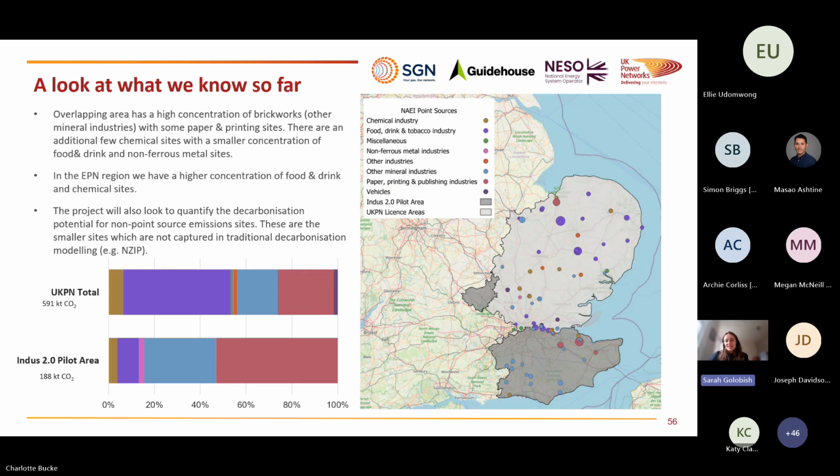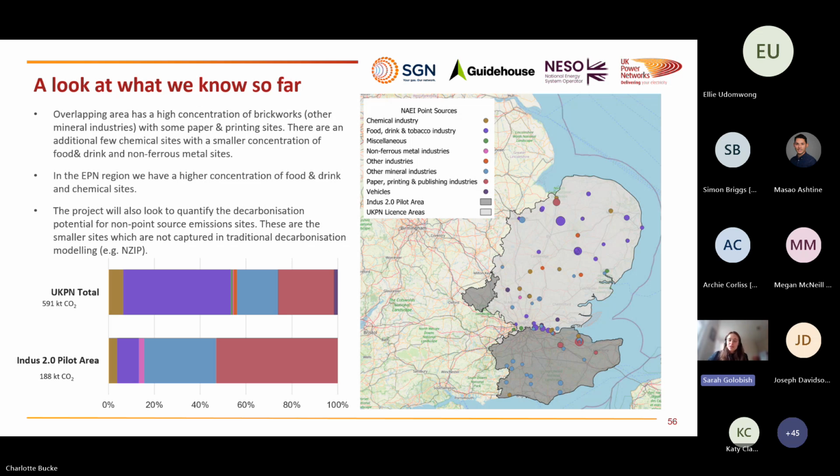So from an analysis of the publicly available data on industry across the SGN and UKPN license areas, we've been able to identify a broad range of sites on our networks. So on the map, the darker gray area is the intersection between UKPN and SGN's license areas. And as you can see, it's got a high concentration of brickworks with some paper and printing sites, which are the blue dots, and then the pinky mauvey red on the map. And this is represented by the bottom bar chart on the slide as well.